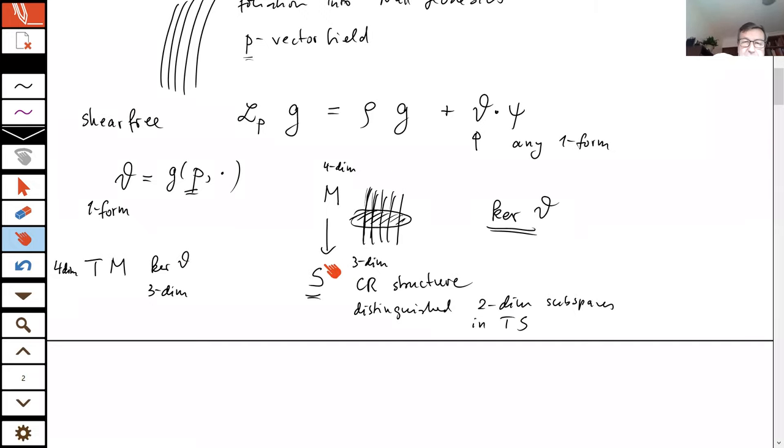What survives under this projection is in fact the restriction of this metric here. On the kernel of theta, this term does not really matter. So we can ignore this because we are now looking at the kernel of theta. So this term disappears. So what survives is a conformal class of metrics. If we travel along these lines here, of course the metric can change, but only in a conformal way. So what survives on these two-dimensional subspaces is a conformal metric.